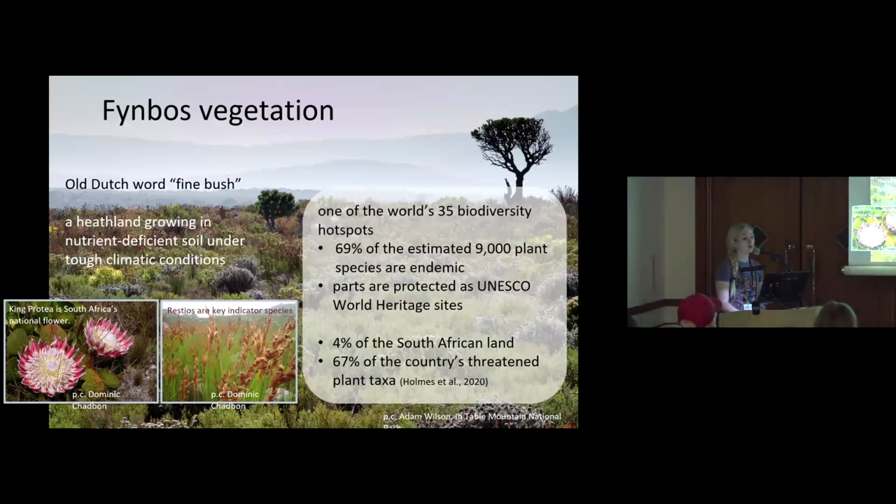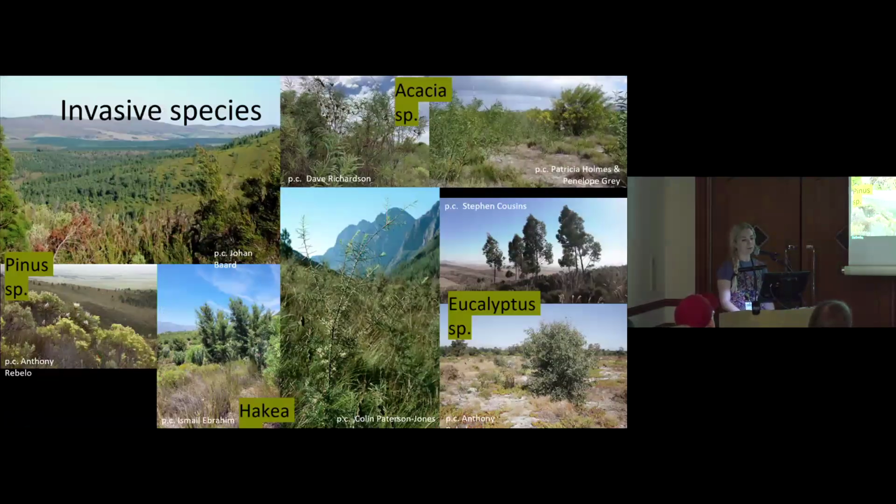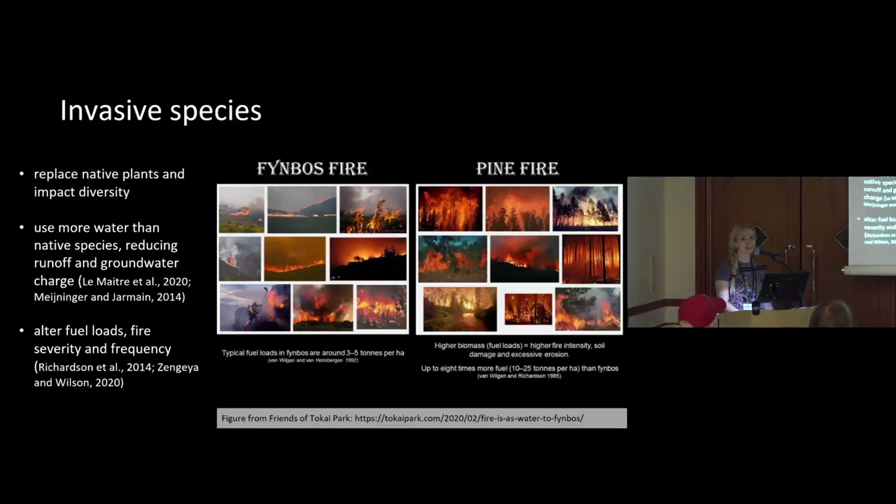Fynbos is an Old Dutch word for fine bush, and a very healthy grassland has multiple of these, and they're very specialized to grow in nutrient-deficient soil, the type of stuff that you would find on the Cape. They are also kind of small, and we're having an issue where invasive species are coming onto this grassland. Pine, acacia, and eucalyptus trees are taking over areas of the Cape, which has some pretty serious impacts for fire loads.